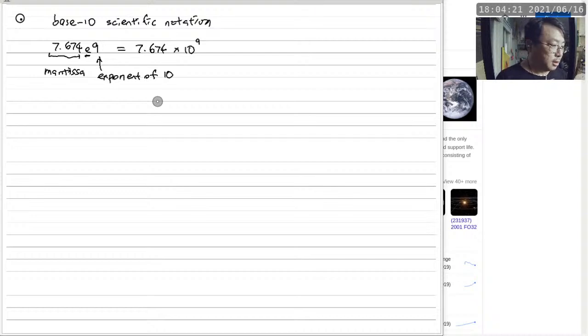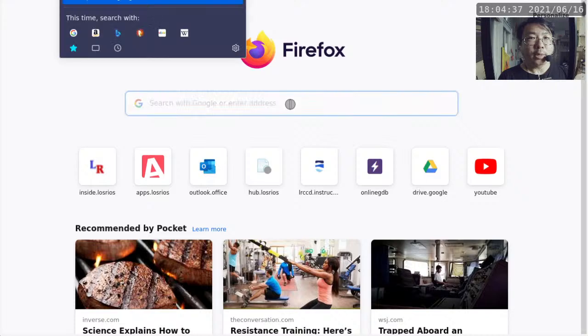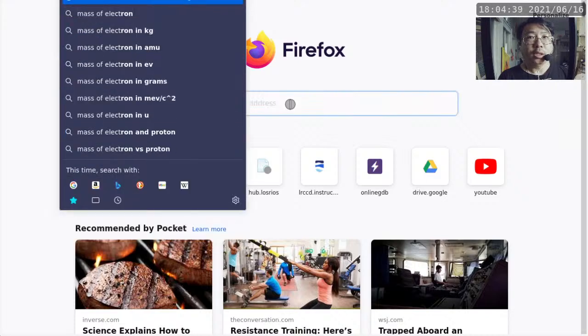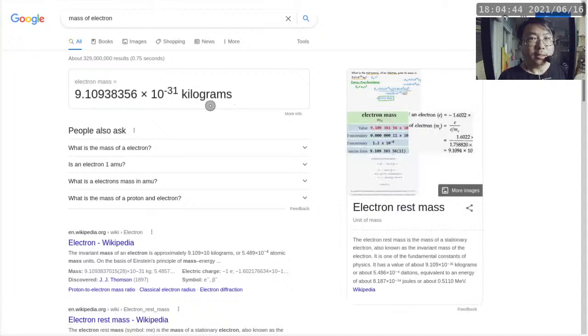Okay, very good. Now we're going to look at the mass of an electron, because we want to go for something that's relatively big and then go for something that's relatively small. So we'll look for that again. We'll look for mass of electron. As small as it is, it still has a mass, and it is this number here. This number is not in scientific notation. It is telling you it is 9.1 blah blah blah times 10 to the power of negative 31.